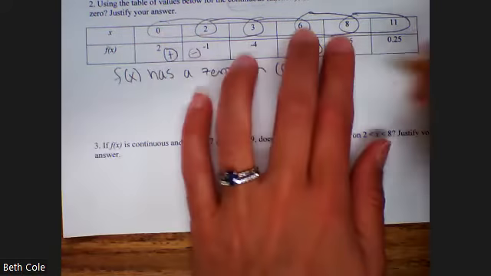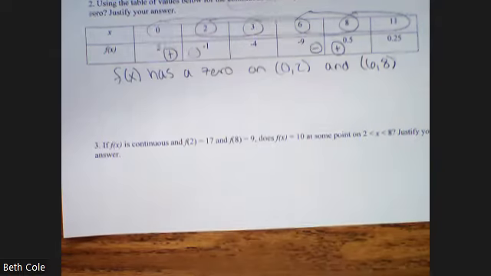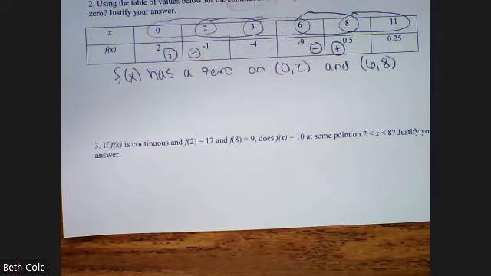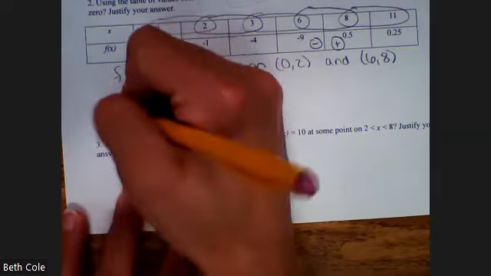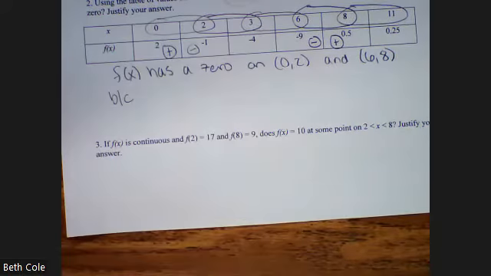and 6 to 8. I realize they look like ordered pairs, and I'm sorry, but you do want to use the parentheses, not the brackets. I don't have a way around that. I'm sorry. I realize they look like ordered pairs, but they're not. They're intervals. F of x has a 0 on 0 to 2 and 6 to 8 because, and you can abbreviate, what have you got to mention?